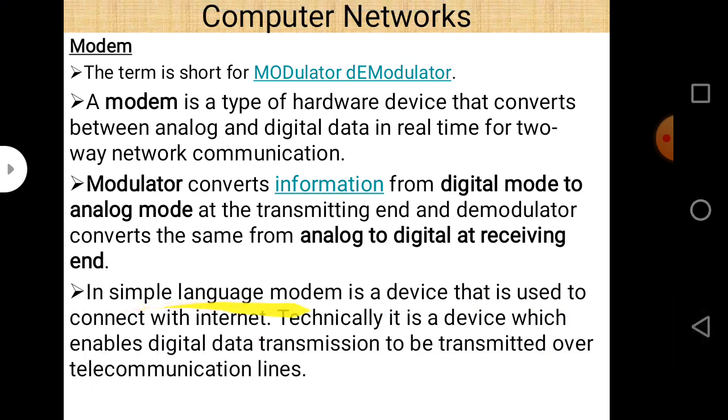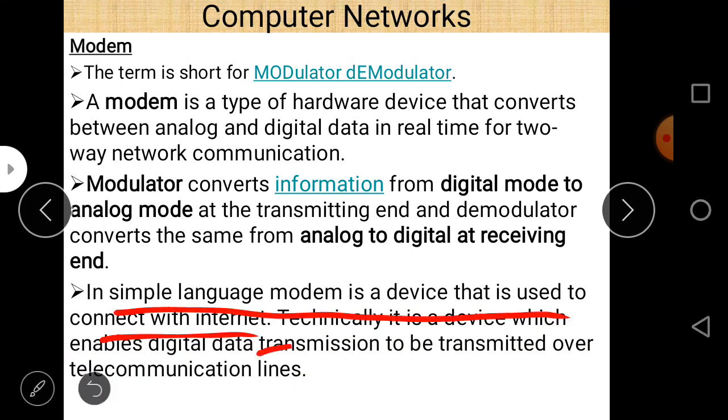In simple language, modem is a device that is used to connect with the internet and enable digital data transmission over telecommunication lines. So transmission may use a telecommunication line, and the use of modem is to convert data from analog to digital and digital to analog. Modem is a device which is used to connect with the internet, and transmission of data is done over different telecommunication lines. So the modulation and demodulation process is there, and that is done by the modem.